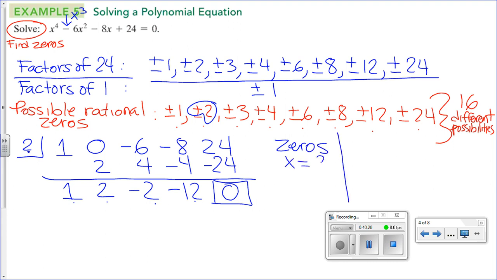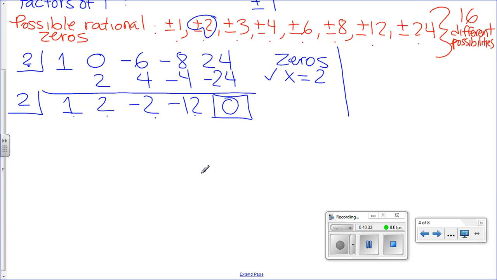So I have verified that x equals 2 is a 0. Now, we know it's even multiplicity, so let's check if it is actually happening twice. Remember, if you get a remainder of 0, you have proven that not only is x equals 2 a 0, but also that the factor is x minus 2.